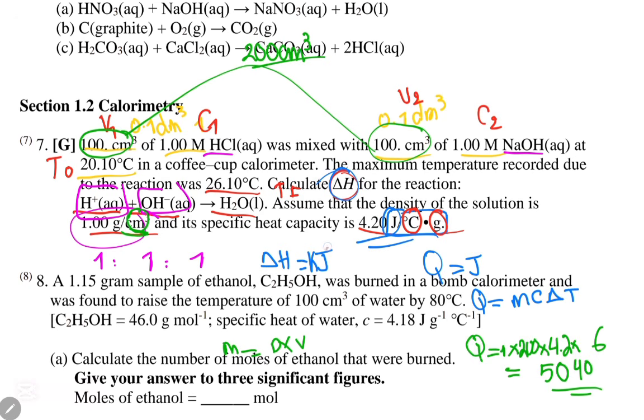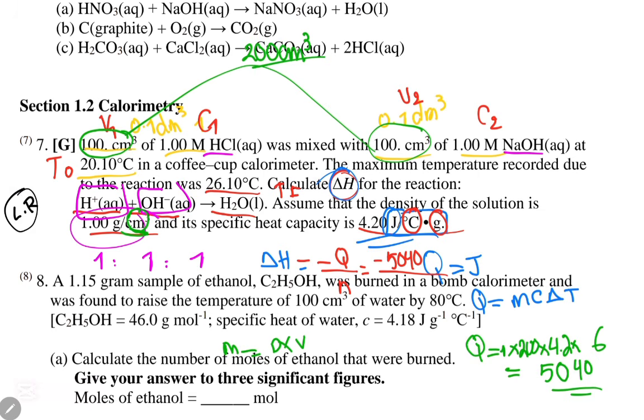No, they want delta H. We know delta H is equal to minus Q over N. I have my Q, which is 5040. So minus 5040 over N, which is the number of moles. How do I find the number of moles? That's a really good question. I just need to find my limiting reagent.